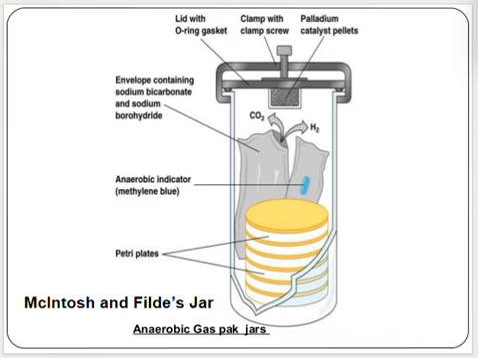A Macintosh and Fildes jar is a specialized container for anaerobic cultivation. It includes a lid with a gasket, clamps, palladium catalyst pellets, and chemicals that produce hydrogen and carbon dioxide gases. An indicator shows when anaerobic conditions are achieved. Plates inside the jar grow bacteria in an oxygen-free environment, enabling study of anaerobes.